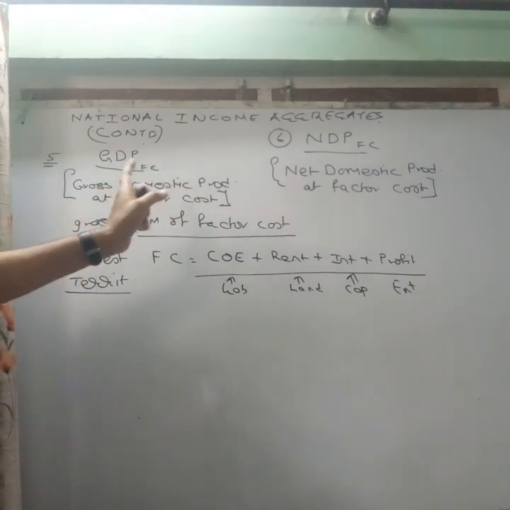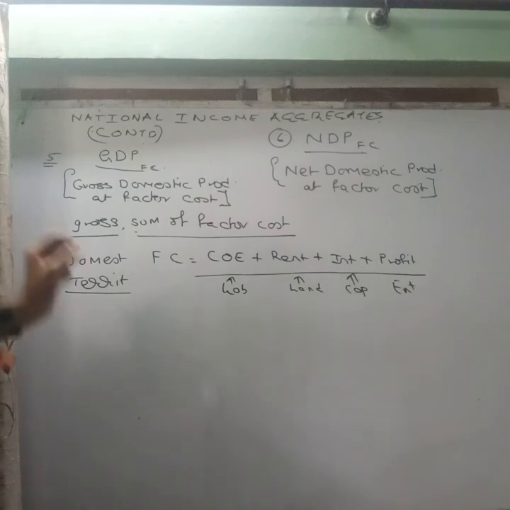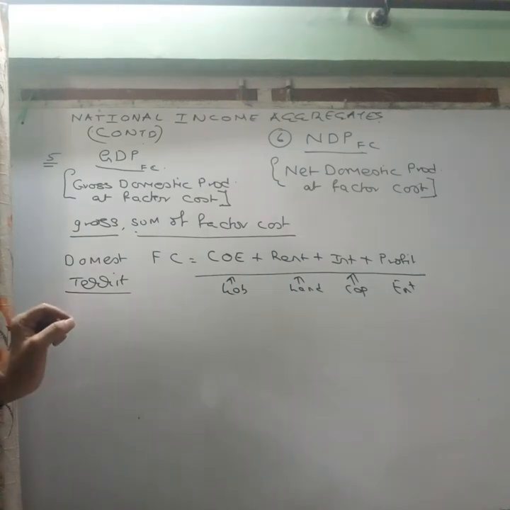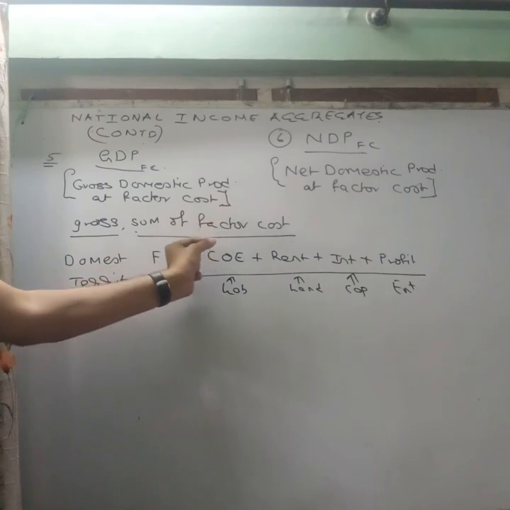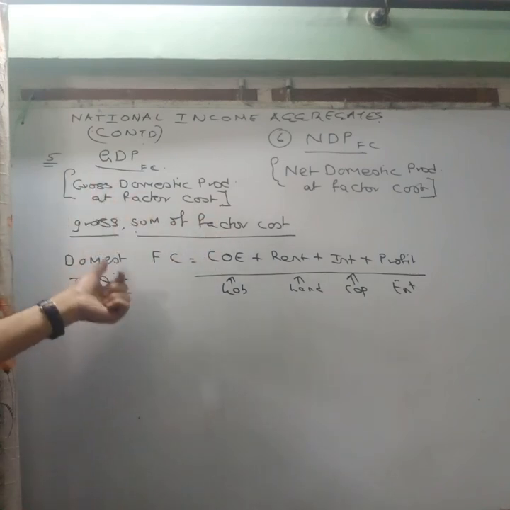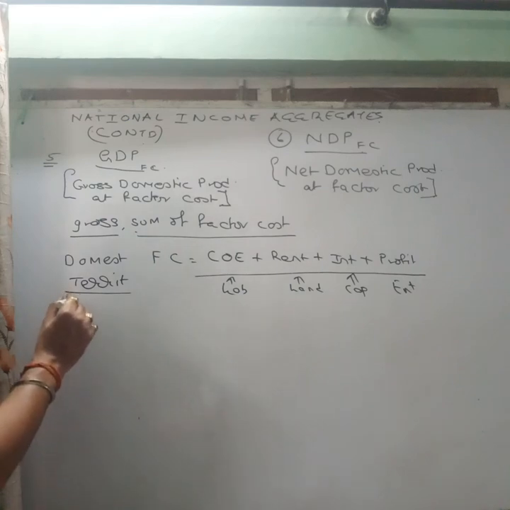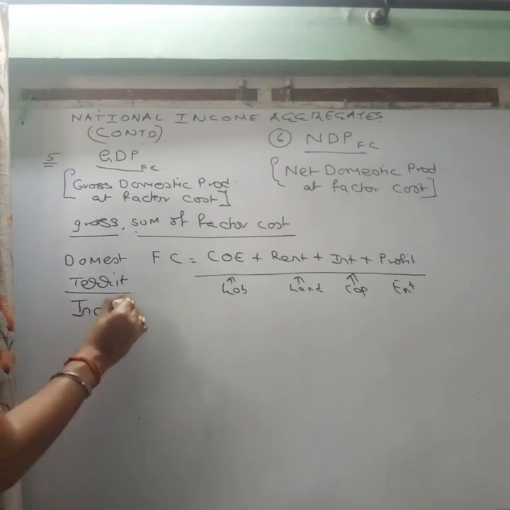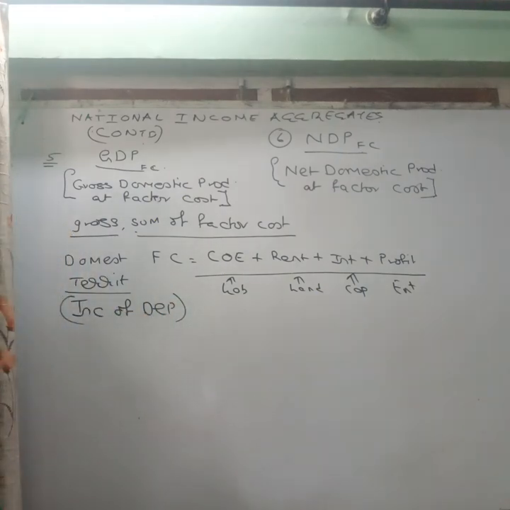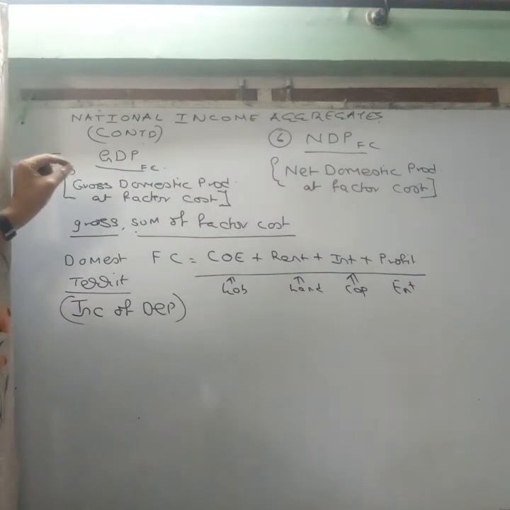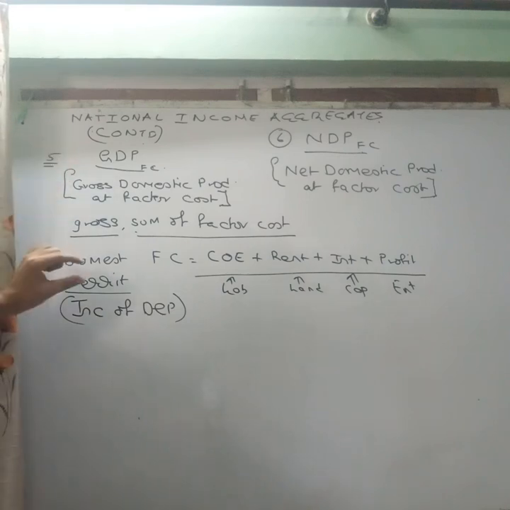So, GDP at factor cost basically means the value of final goods, right, represented in terms of factor costs produced within the domestic territory. And because I have written the word gross, it means it is inclusive of depreciation. Clear? It is inclusive of depreciation. Am I clear, students? I hope it's reasonably clear.